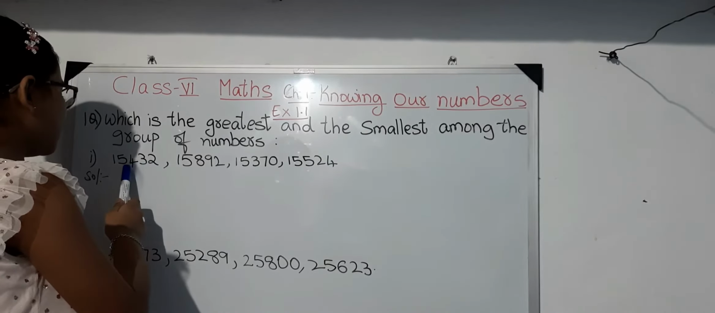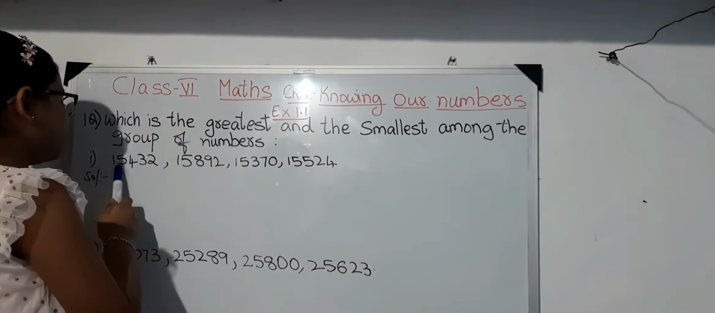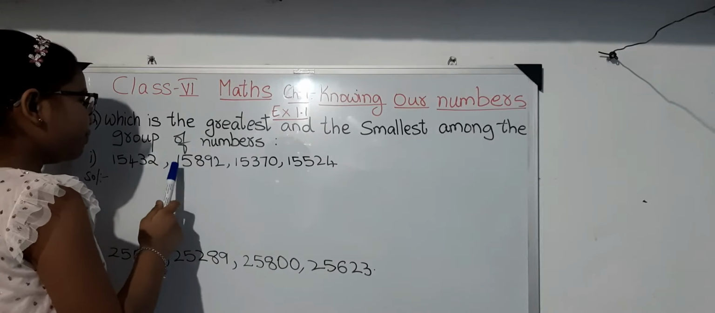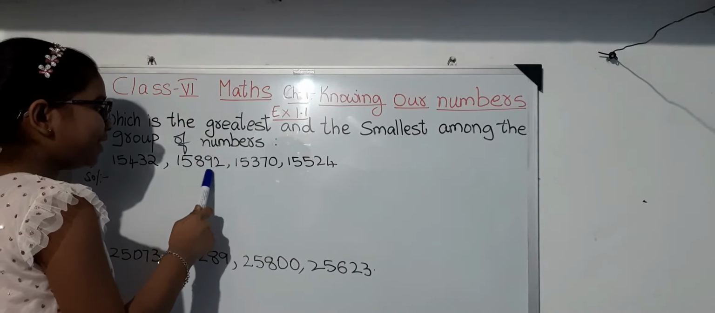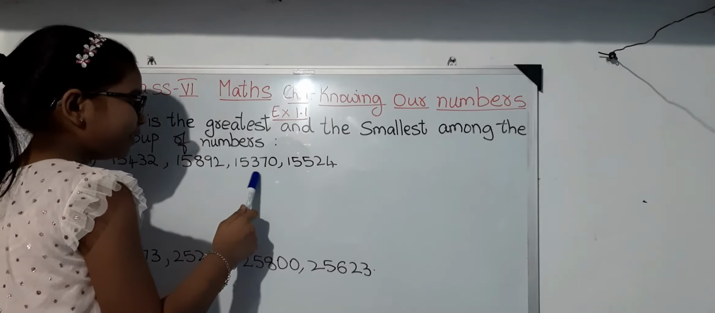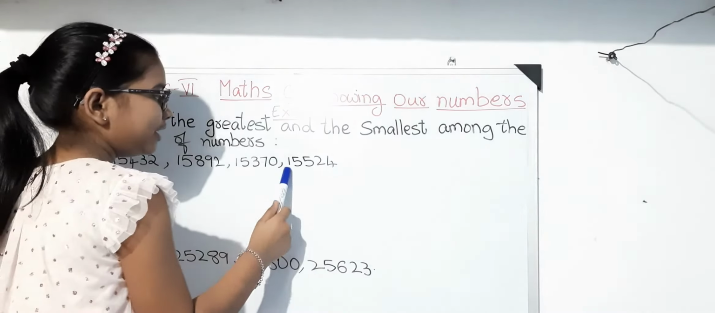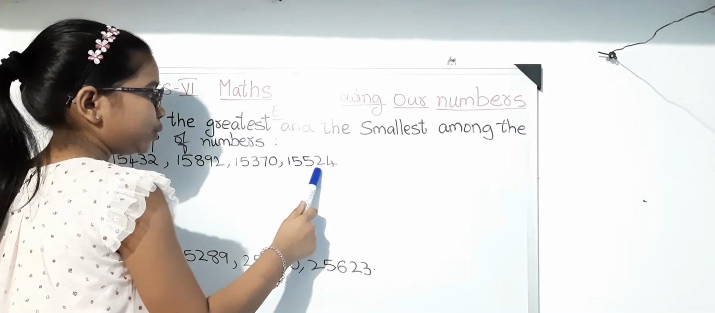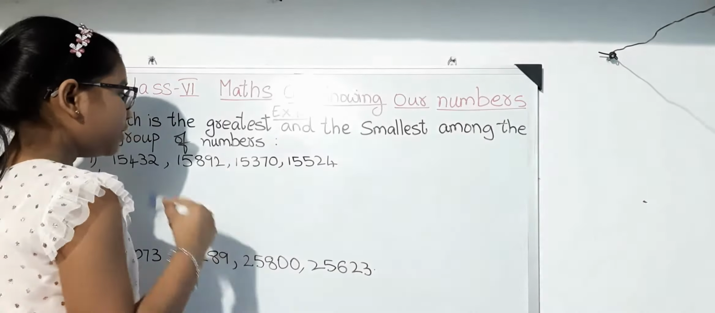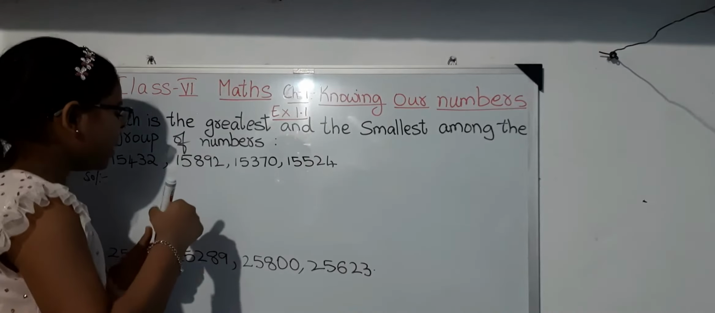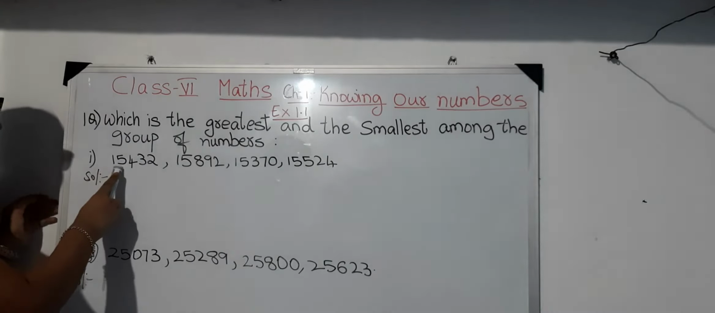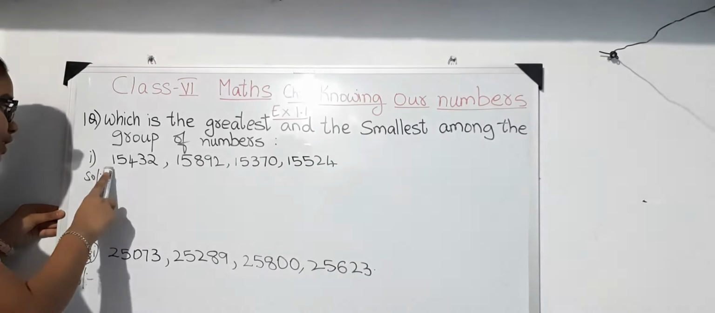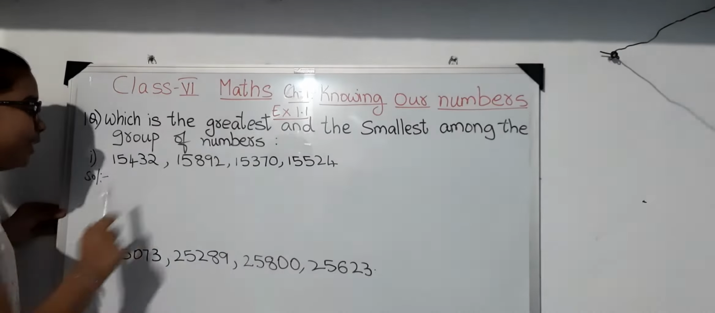15,540, 15,432, 15,892, 15,370, 15,524. So first, the first two digits are the same, 15, 15, 15 and 15.